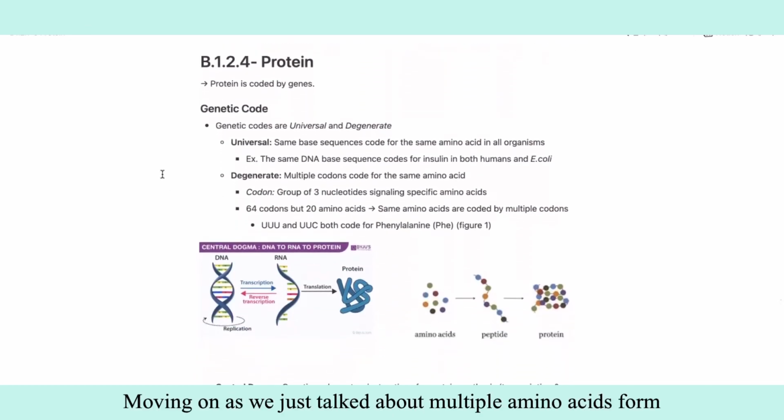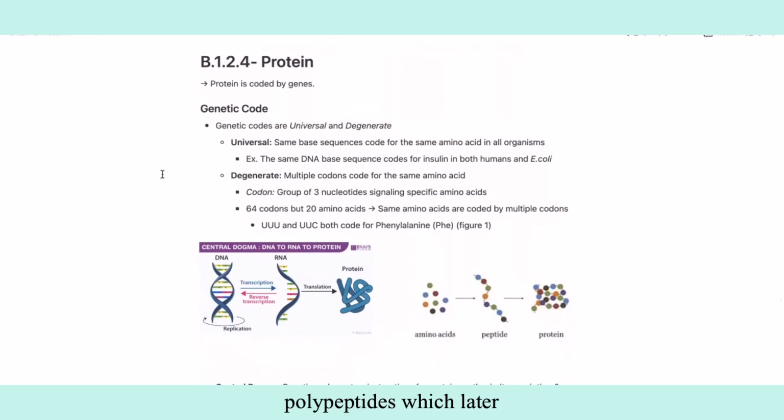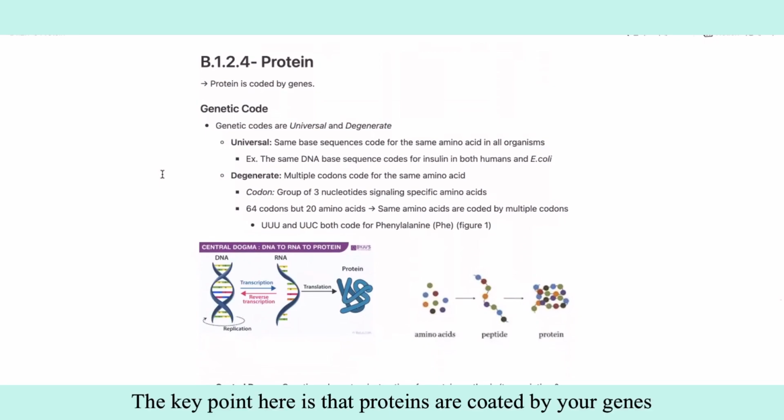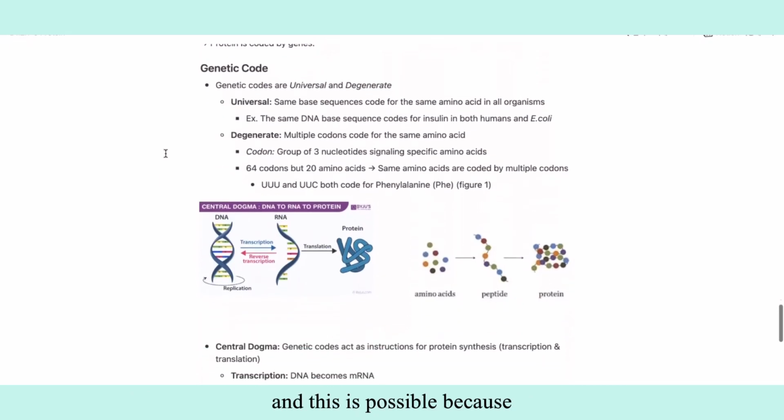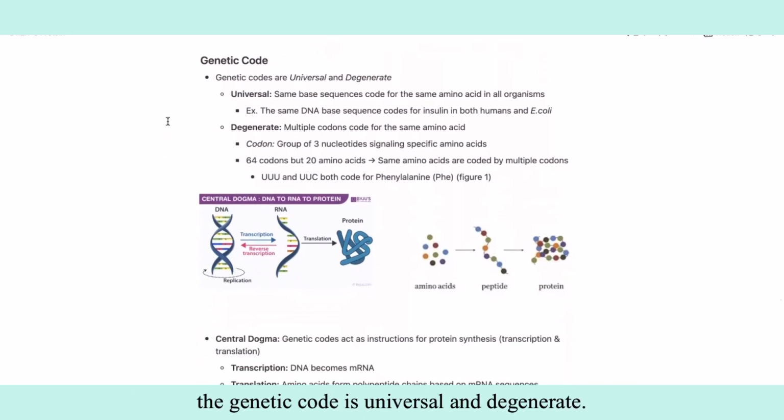Moving on, as we just talked about, multiple amino acids form polypeptides, which later form proteins. The key point here is that proteins are coded by your genes. And this is possible because the genetic code is universal and degenerate. You should know this as a phrase in your head because you will have to know this throughout multiple future units.